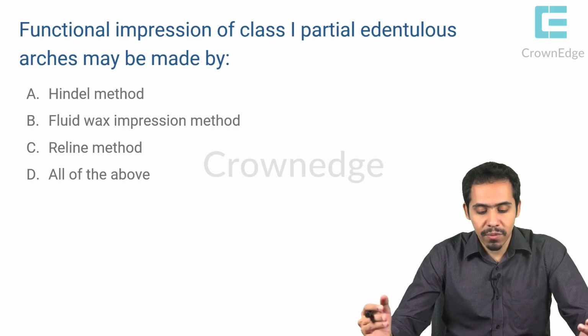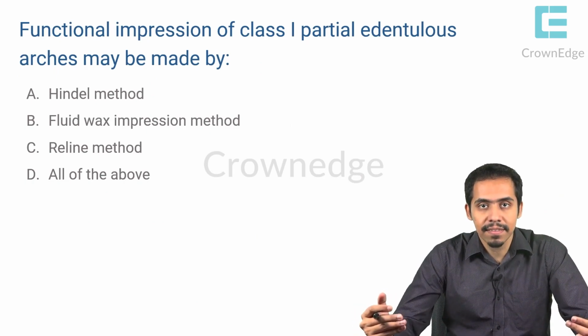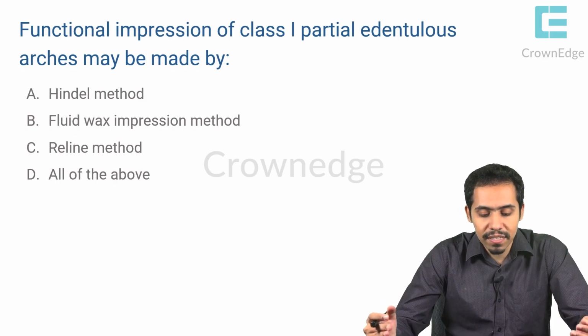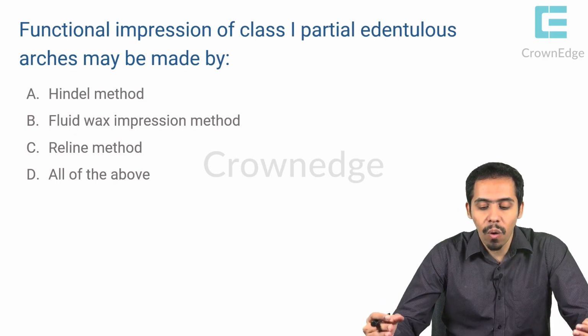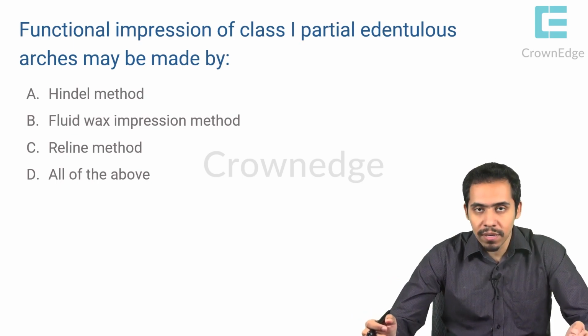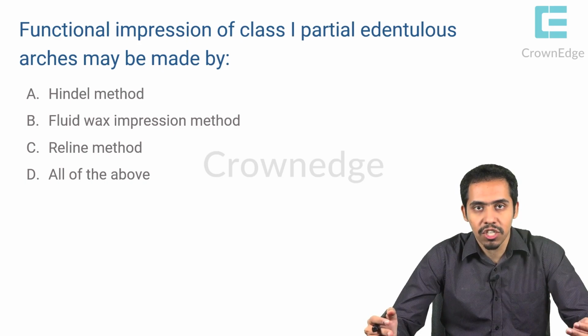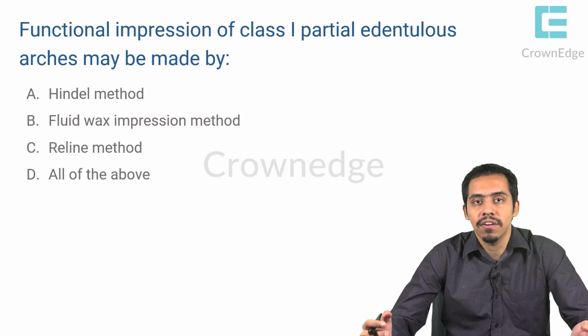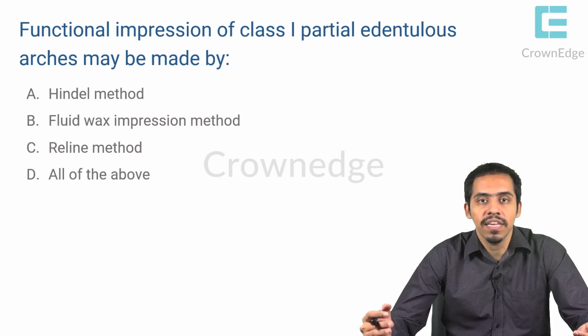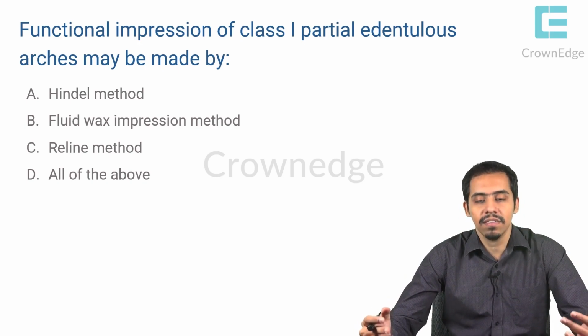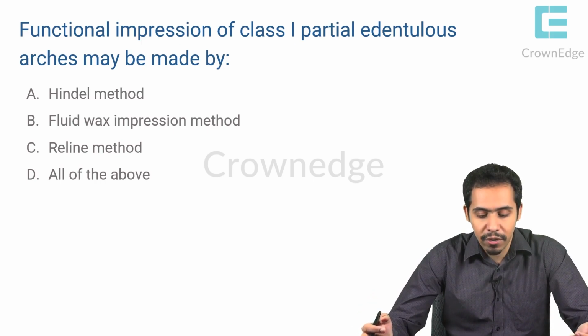So the next question, we just discussed a couple of techniques a little earlier. The next question is based on a class 1 partial edentulous situation. Whenever they say class 1, they invariably mean Kennedy's classification. That's the most universally acceptable method of classification, and class 1 basically means bilateral edentulous areas. So the question is, in which impression technique can we record the class 1 scenario? So we have the Hindle, the fluid wax, the relining technique, or all the above.